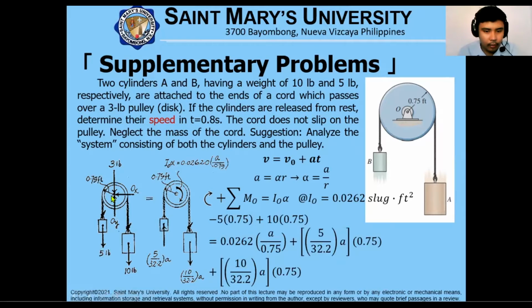Summation of moment at point O. Analyze this on the left side. What are the forces involved? 1, 2, 3, 4, and 5. What are the required forces to be solved using summation of moment? All of the forces whose direction is on the axis of the moment itself cannot be considered. So 3 pounds can cancel, and then OY and OX also. So the remaining are 5 pounds and then 10 pounds.